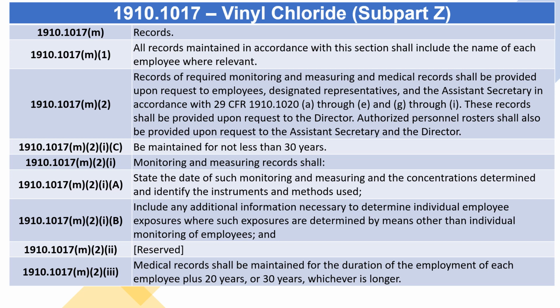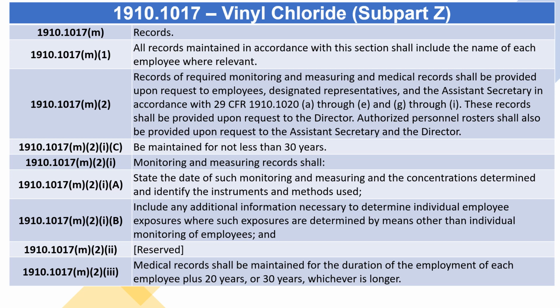1910.1017 M. Records. 1910.1017 M1. All records maintained in accordance with this section shall include the name of each employee where relevant. 1910.1017 M2. Records of required monitoring and measuring and medical records shall be provided upon request to employees, designated representatives, and the Assistant Secretary in accordance with 29 CFR 1910.1020 A through E and G through I. These records shall be provided upon request to the Director. Authorized personnel rosters shall also be provided upon request to the Assistant Secretary and the Director.